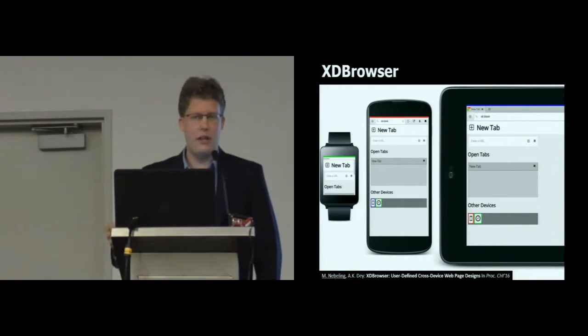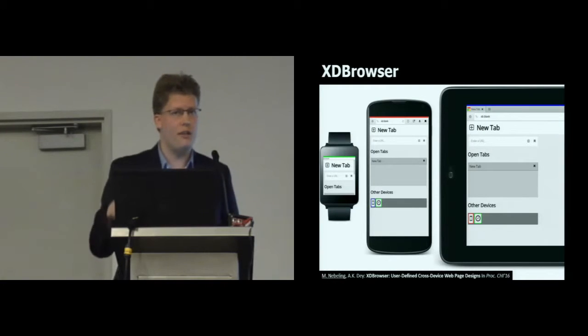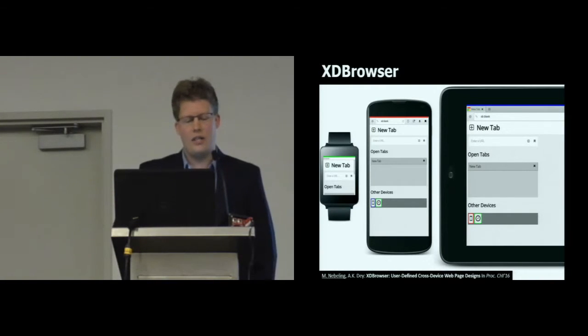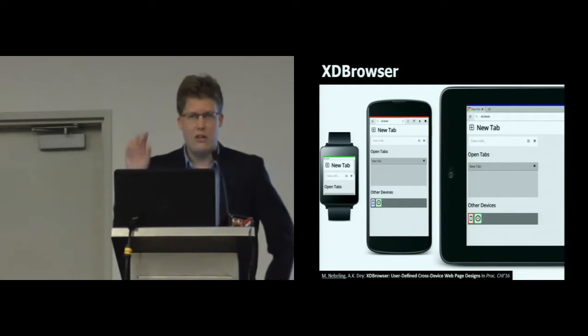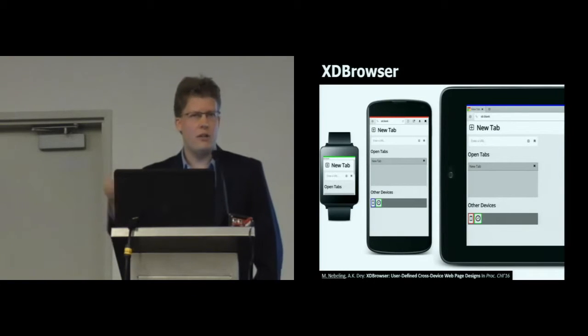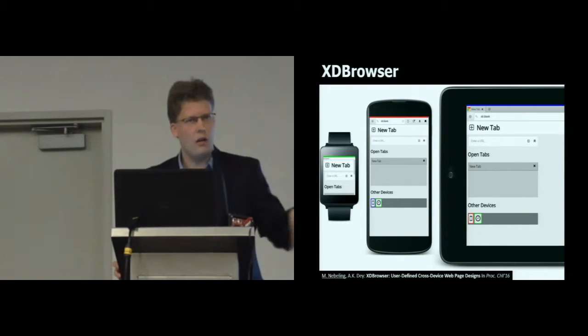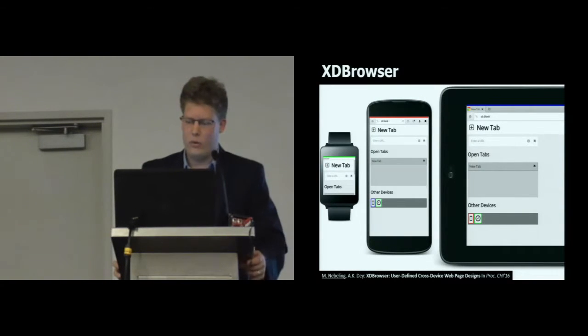XDBrowser is a browser that itself is aware of multiple devices that the user may be carrying. XDBrowser is a distributed user interface in itself, and what you see here is that each of these browser instances, if you will, have awareness of the other browser instances that are running on other devices, as expressed by the color coding here. And yes, I know color coding is not ideal, but that's what we do right now.